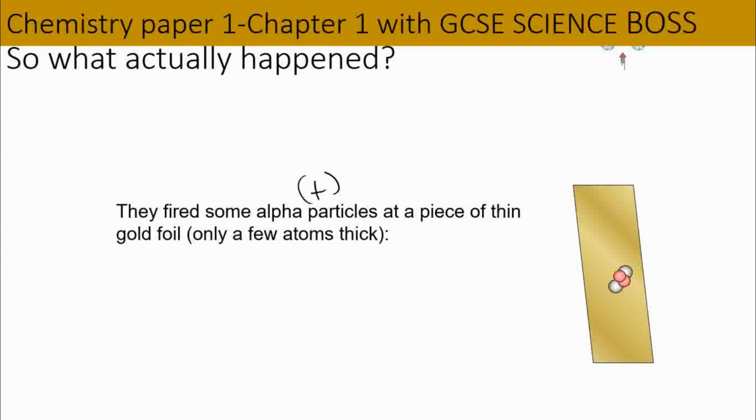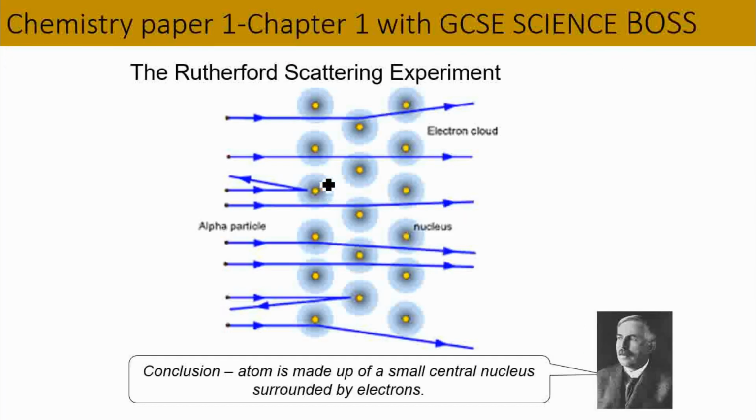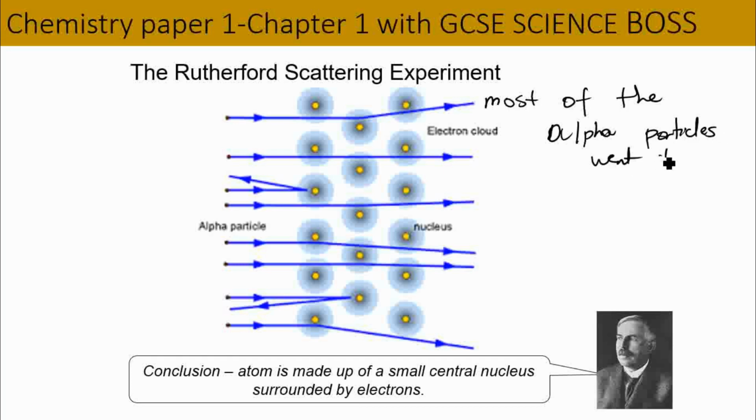Now, remember, we said that it should repel. However, that did not happen. What actually happened was most of the alpha particles went through. However, on very few occasions, you had some sort of deflection. So there was deflection on the odd occasion, on few occasions, okay?